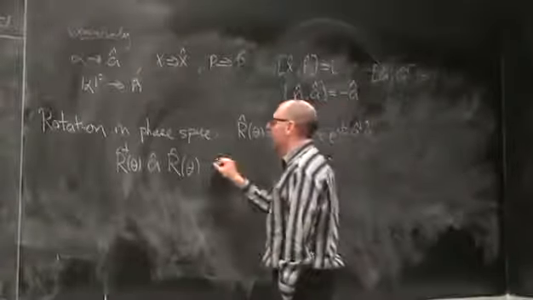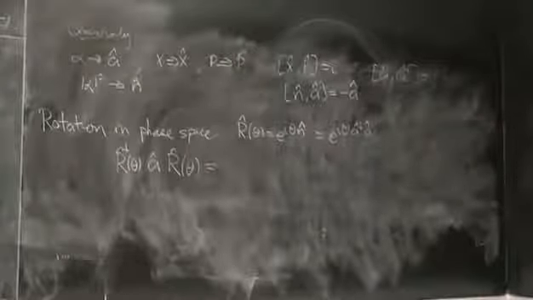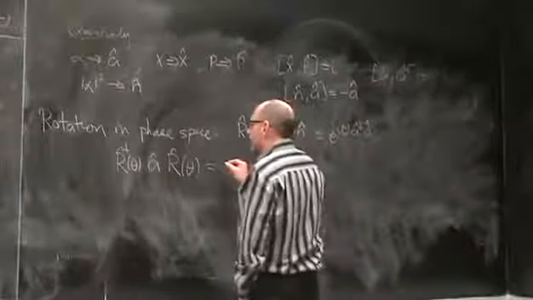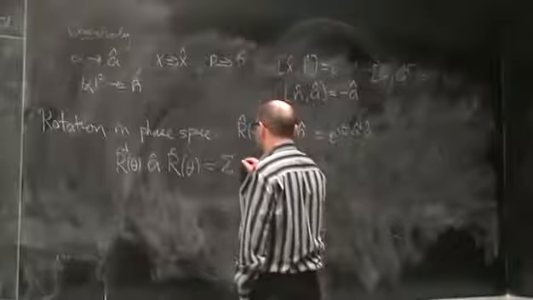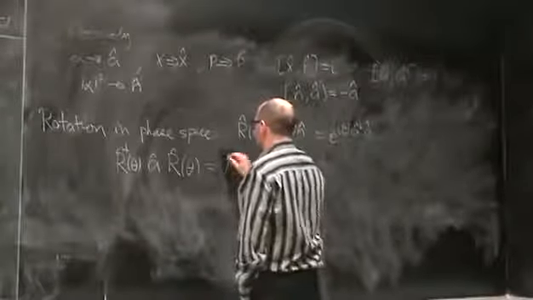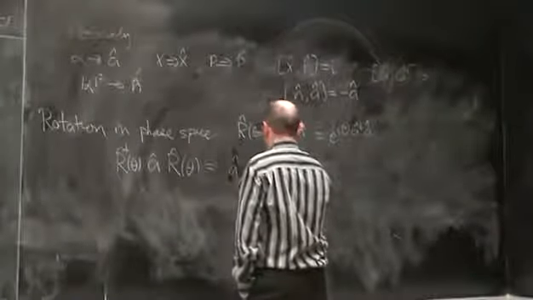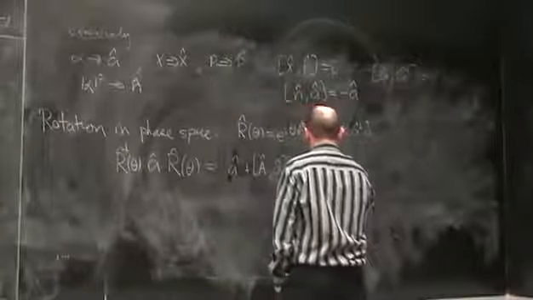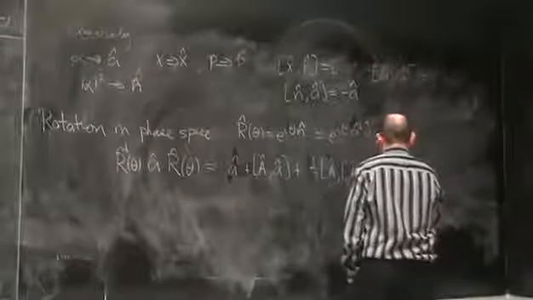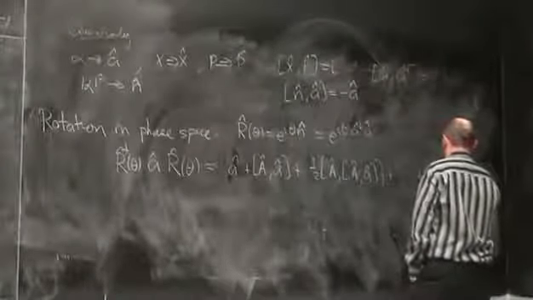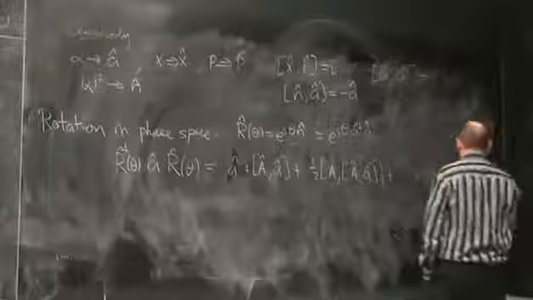just to remind you of one way to calculate that based on Baker-Campbell-Hausdorff is to write this in terms of multiple commutators. This is the commutator A with A, plus a half A with A with A, plus dot dot dot, and 1 over n factorial times multiple commutators, where big A is the exponent.